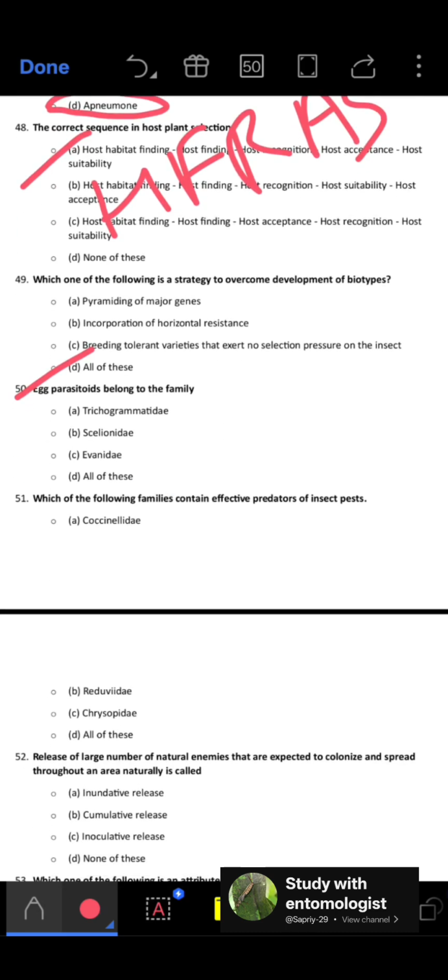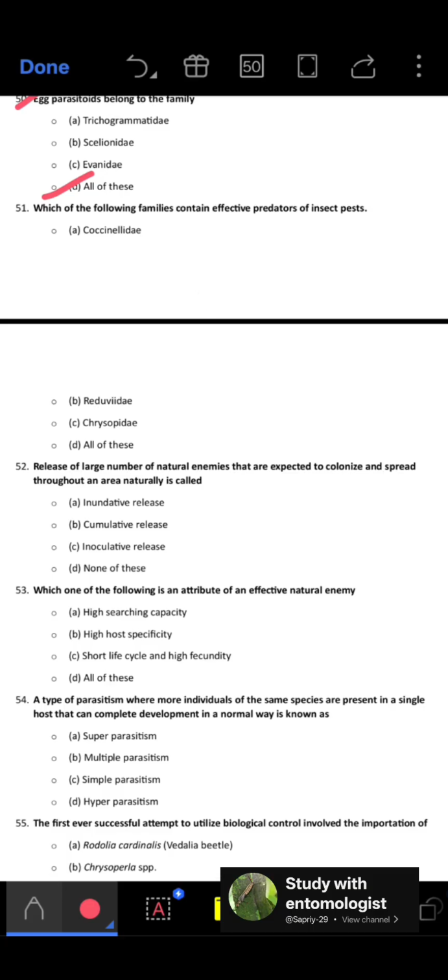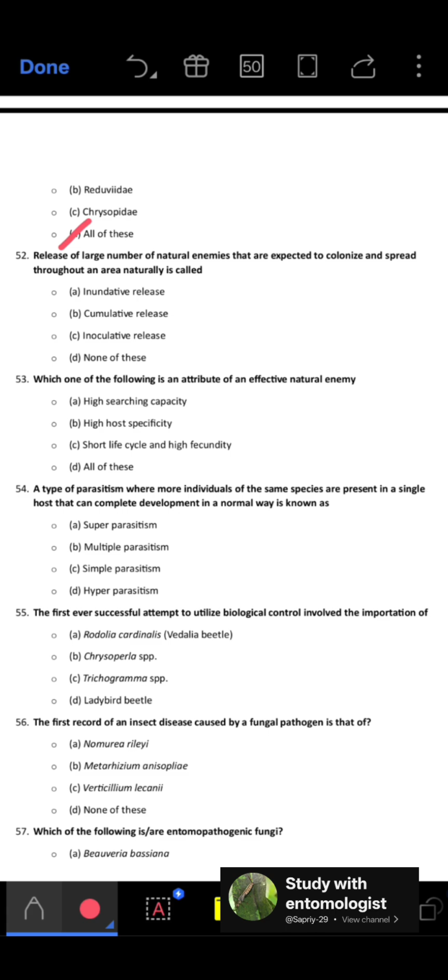Next is egg parasitoids belong to the family. So these all three families, Trichogrammatidae, Scelionidae and Eulophidae, are all egg parasitoids. Next is which of the following families contain effective predators of insect pests. Among these, Coccinellidae, Reduviidae and Chrysopidae all belong to the efficient predators. Then the release of a large number of natural enemies that are expected to colonize and spread throughout an area naturally is known as inoculative release.